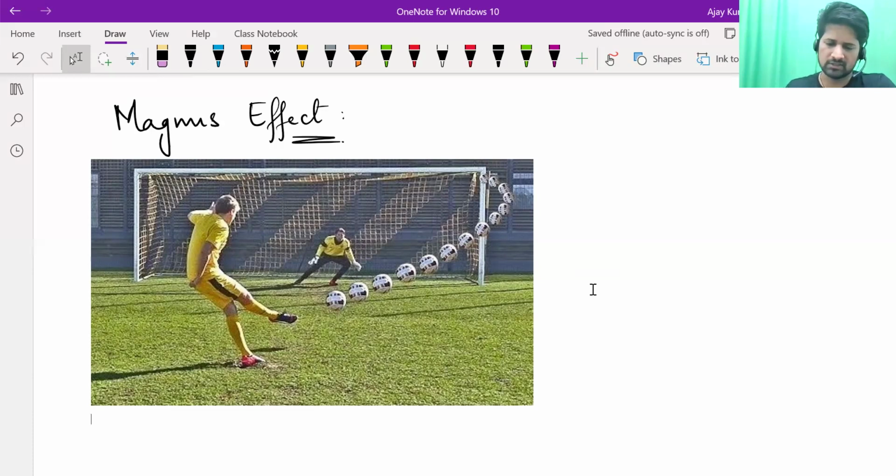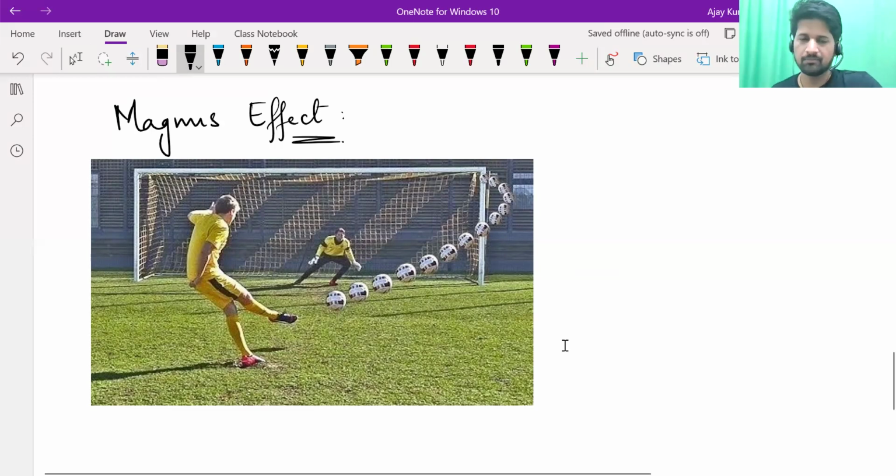So in football, this is called a banana kick. In cricket, this concept is applied in swing bowling. Fast bowlers, when they bowl the ball, in air itself it will swing, not after hitting the ground. So this is a result of Magnus effect, and it can be explained using Bernoulli's principle. Fine, let's see how it works.